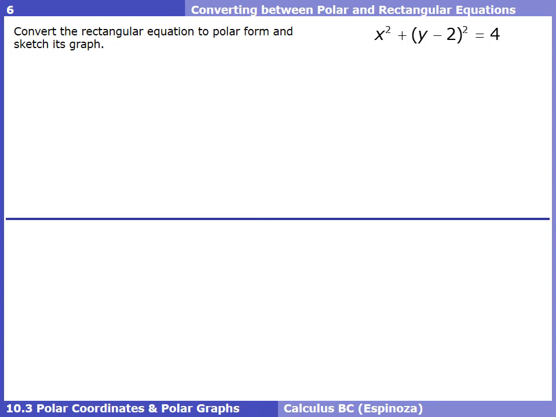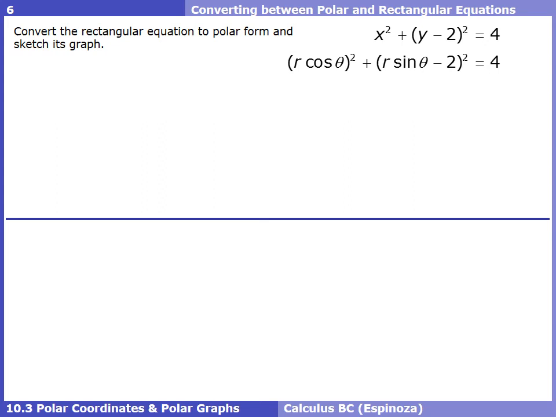So if you recall from a few slides ago, we know that x is r cosine theta, which will all be squared because x is being squared. Y is r sine theta, and then we need to subtract 2 and then square all that, and that's equal to 4. Probably not the best form to leave that in, so we can try to simplify this.